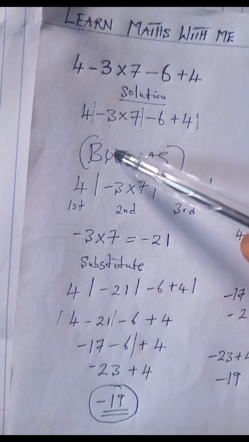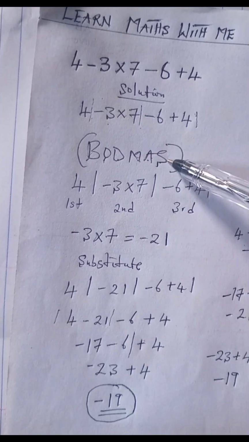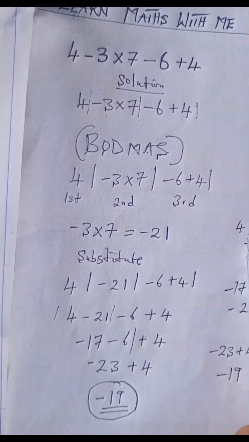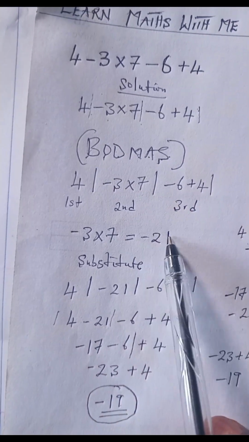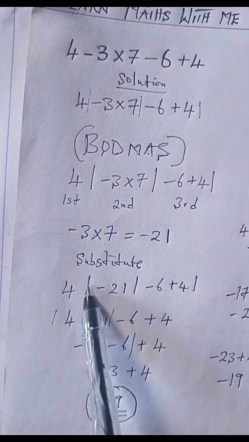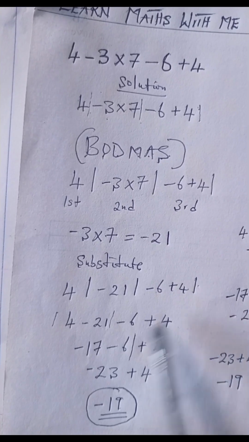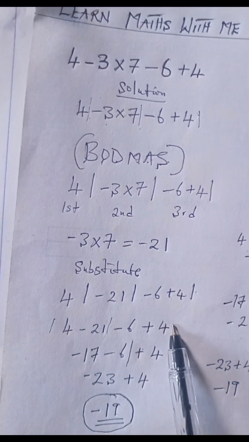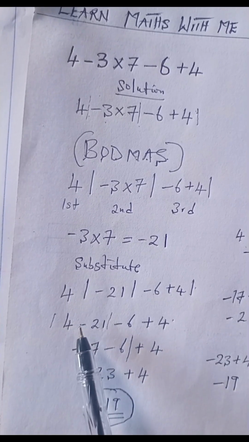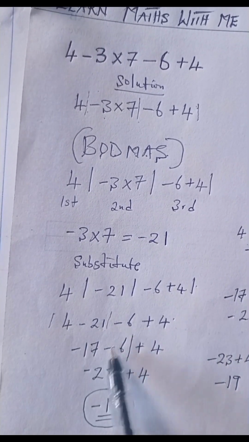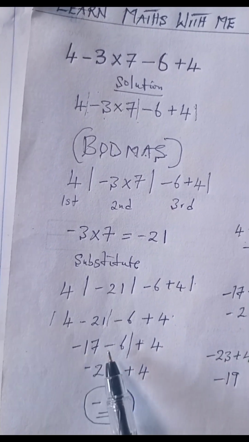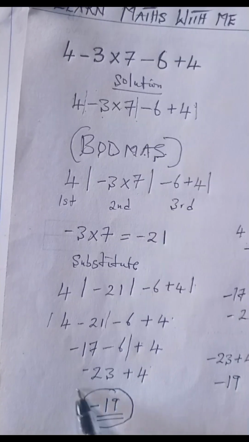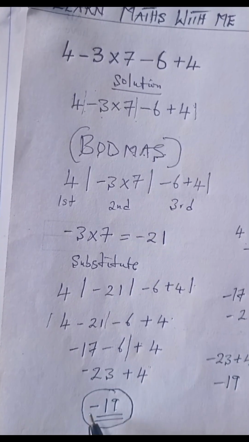B represents bracket, of, division, multiplication, addition, and subtraction. So if that be the case, minus 3 multiply 7 will give us minus 21. So we replace this second part with minus 21. So you now have 4 minus 21 minus 6 plus 4. Now we are going to simplify from the left side to the right side. So 4 minus 21 will give us minus 17 minus 6 plus 4. Minus 17 minus 6 will give us minus 23 plus 4. Then minus 23 plus 4 will now give us minus 19 as our final answer.